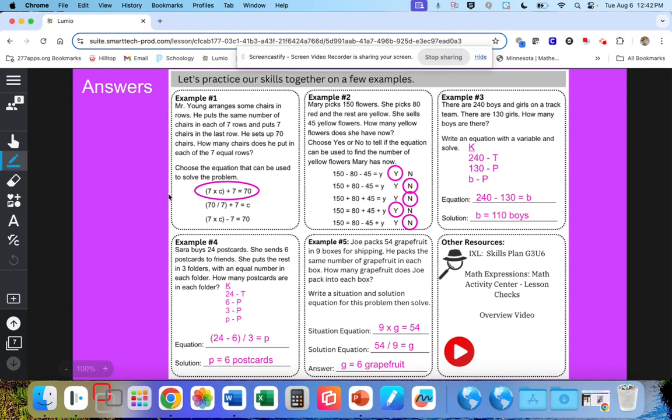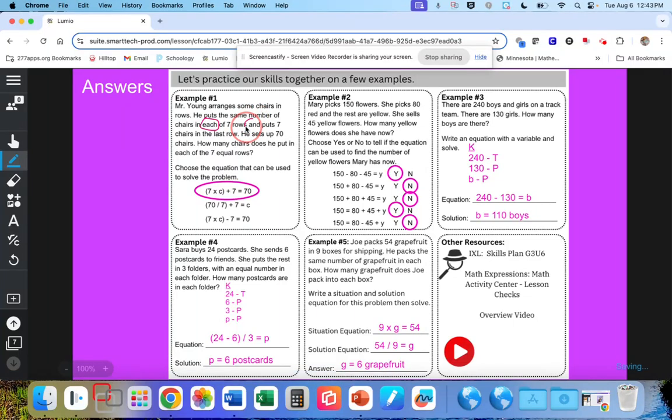All right, welcome back. Mr. Young arranges some chairs in rows. He puts the same number of chairs in each row. So we have the keyword of each there, and each row of 7. So I know that we have some chairs. We don't know how many chairs, so C times 7. So this first one works. The second one works, or the third one down here works so far.